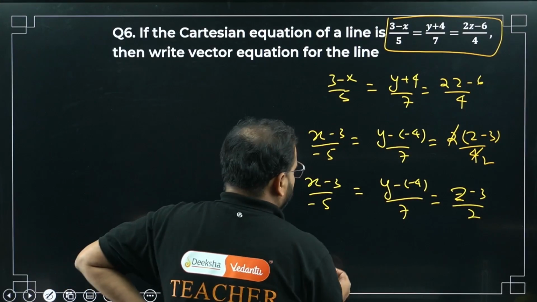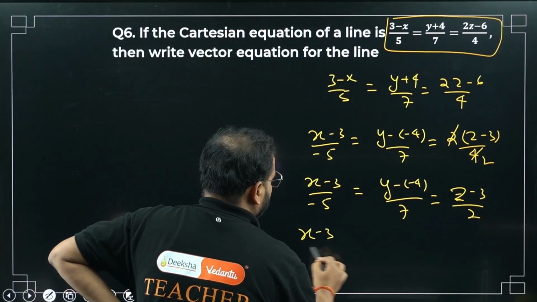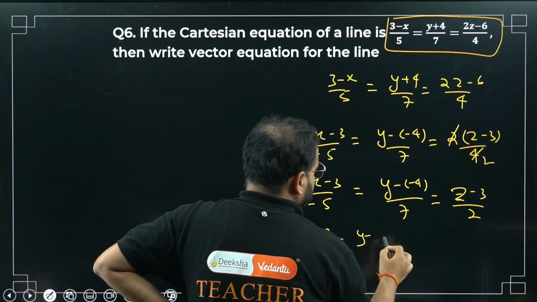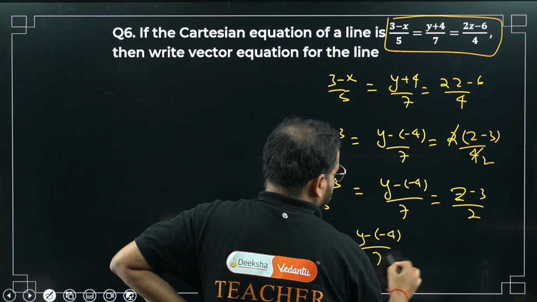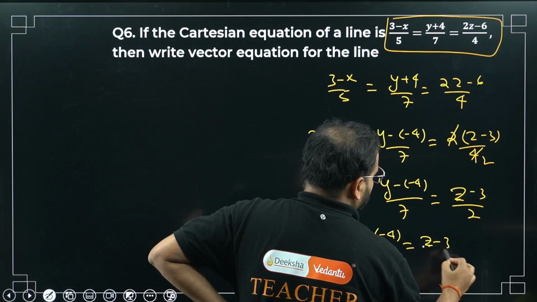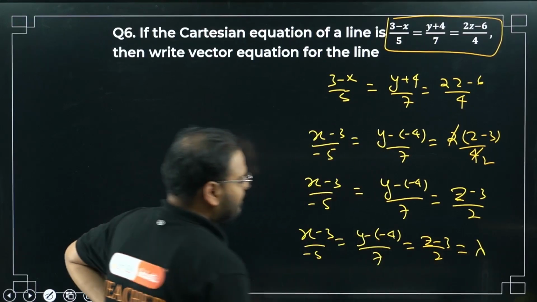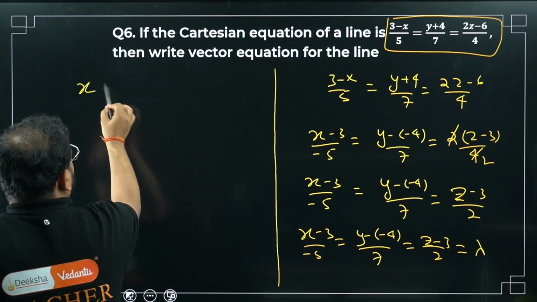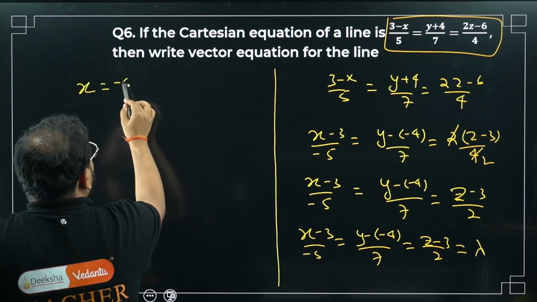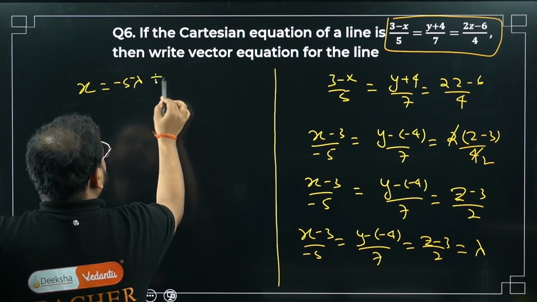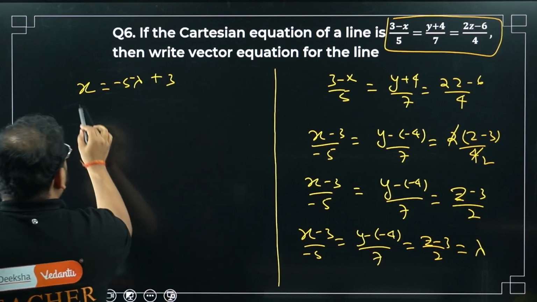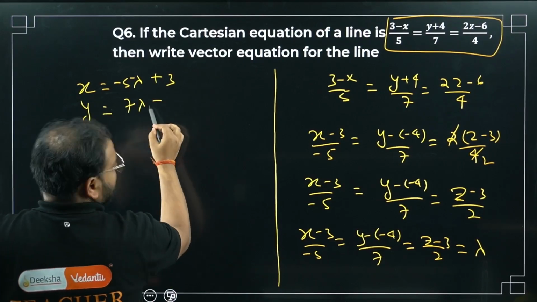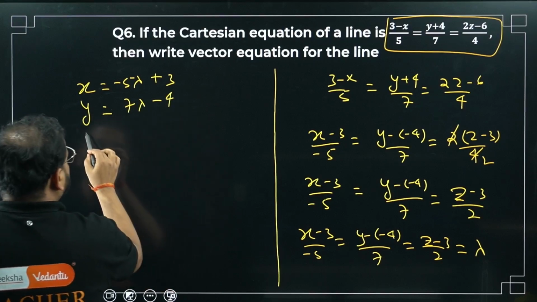Okay. Now if you take this condition, have a look. X minus 3 upon minus 5, y plus 4 upon 7, and z minus 3 upon 2 as a constant lambda. I can write this, please check. I can write this x as minus 5 lambda plus 3. Okay, y as what, bacha? I can write y as 7 lambda minus 4. Okay, same way I can write z as what?